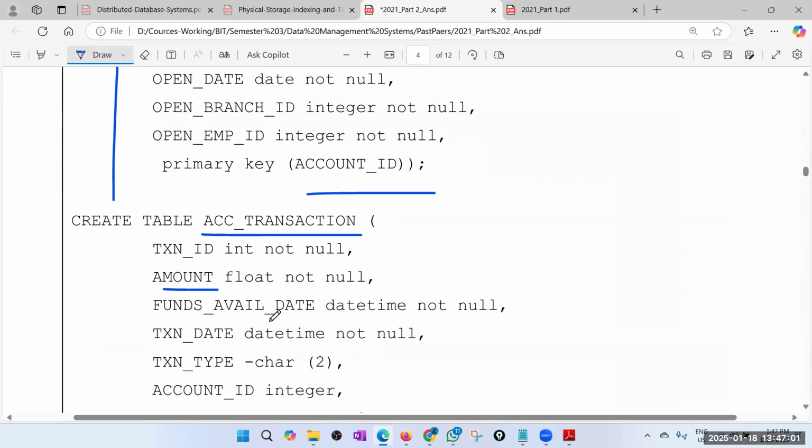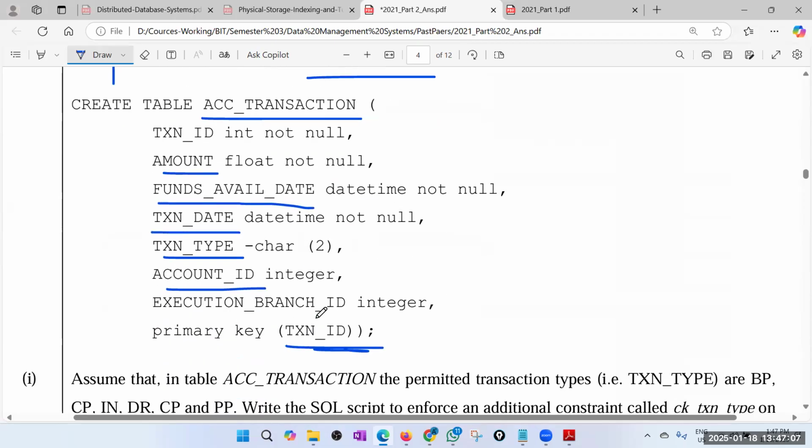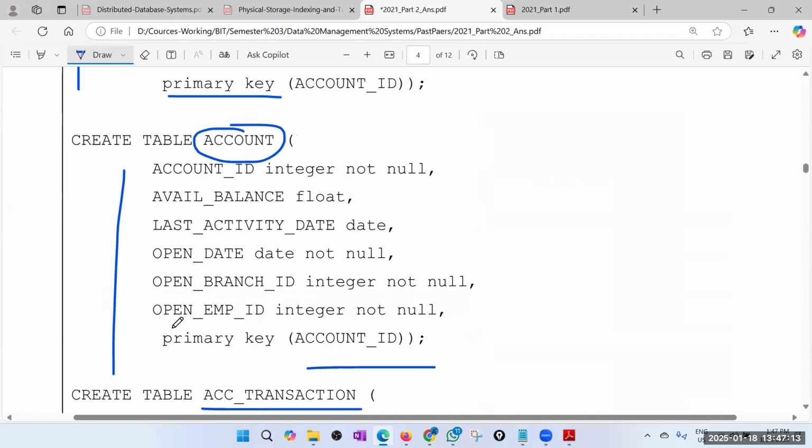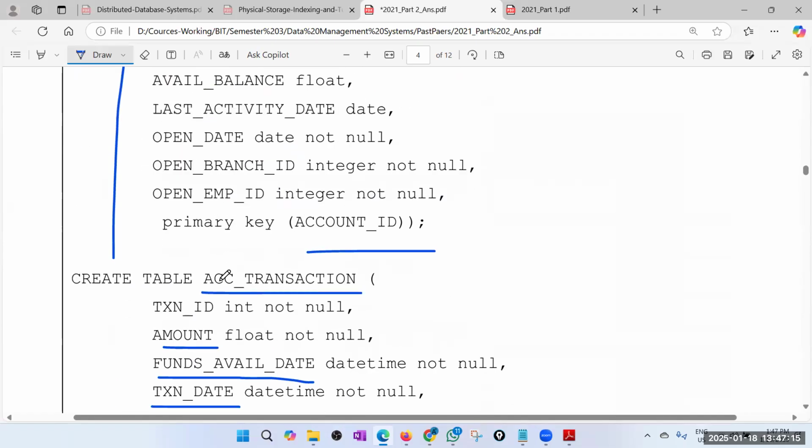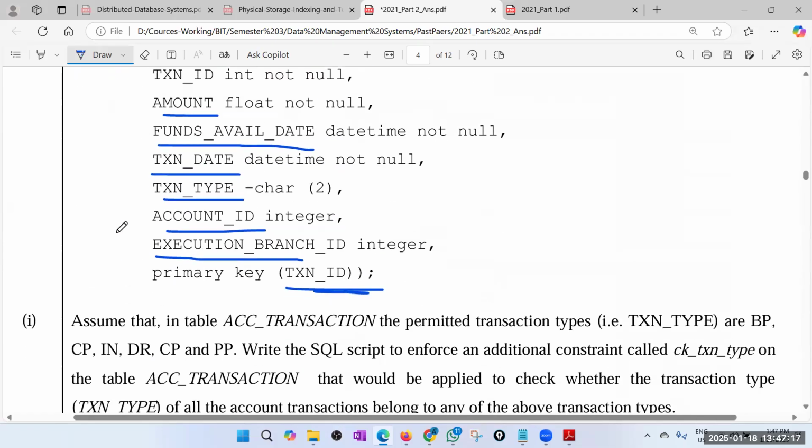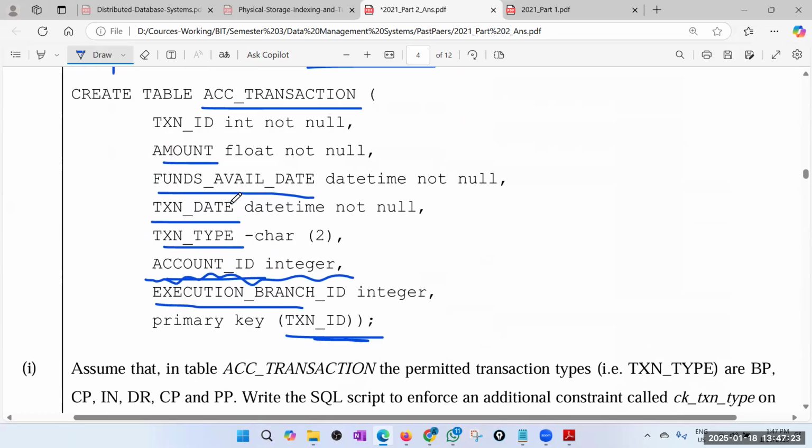Transaction amount, funds available, transaction date, transaction type, account ID, execution branch. So that should be the transaction for a particular account. Account ID is there, and this should be the foreign key. Those are the transactions by each and every account.